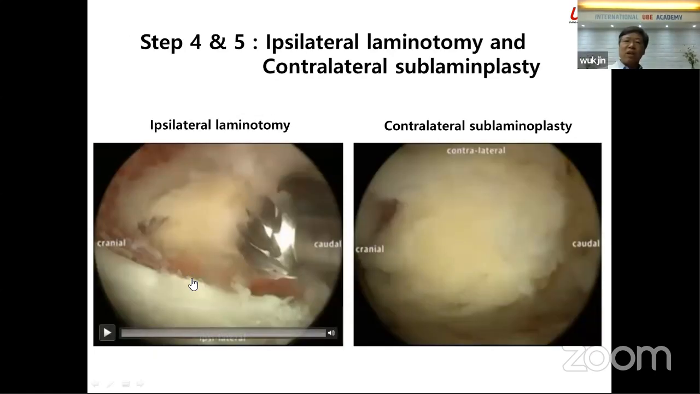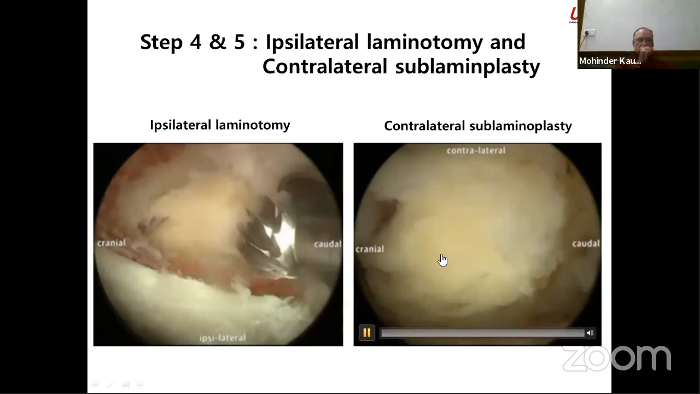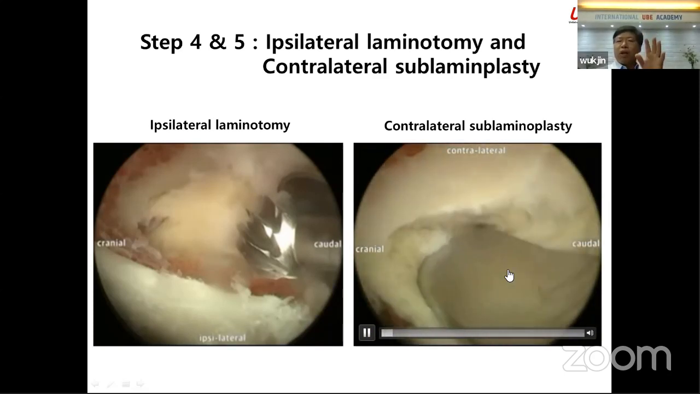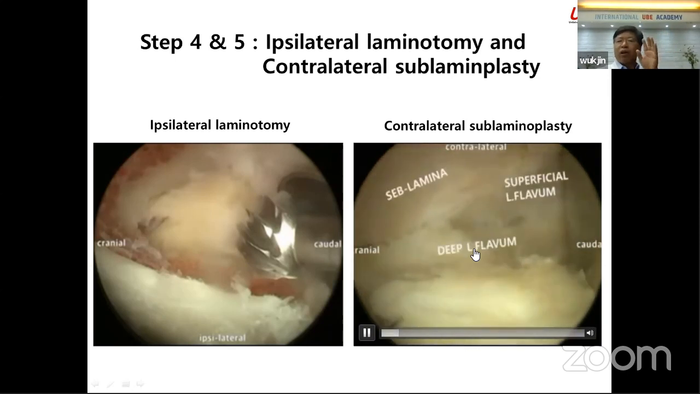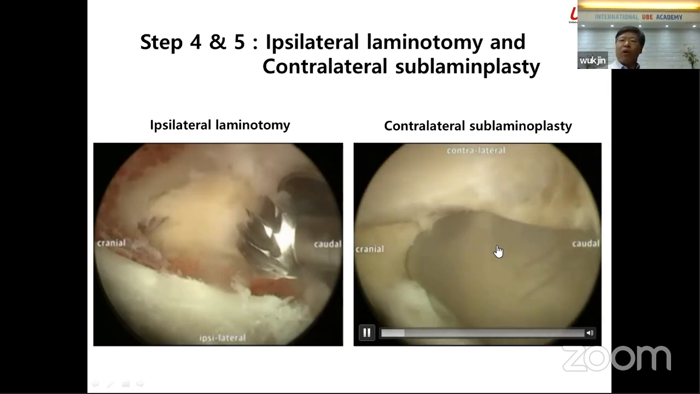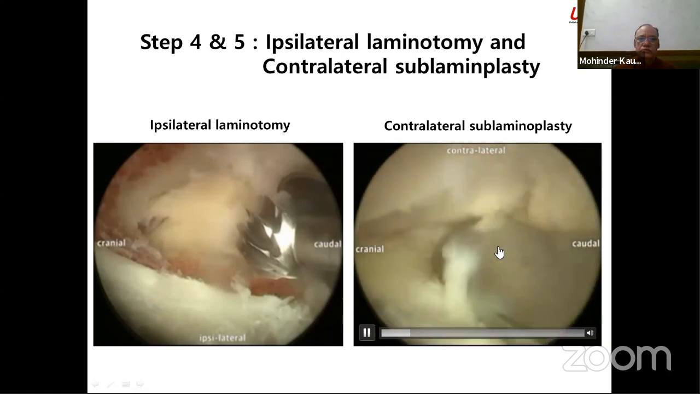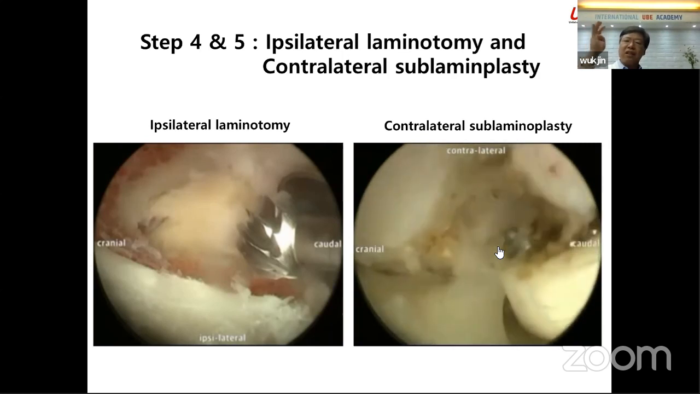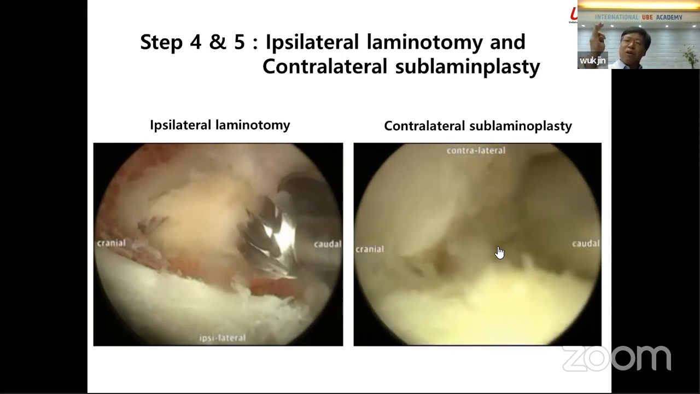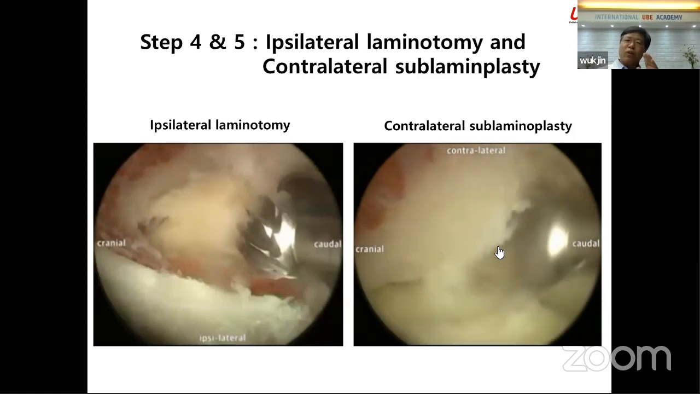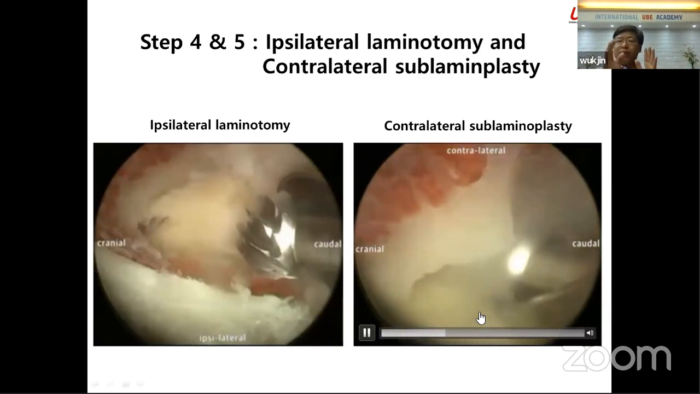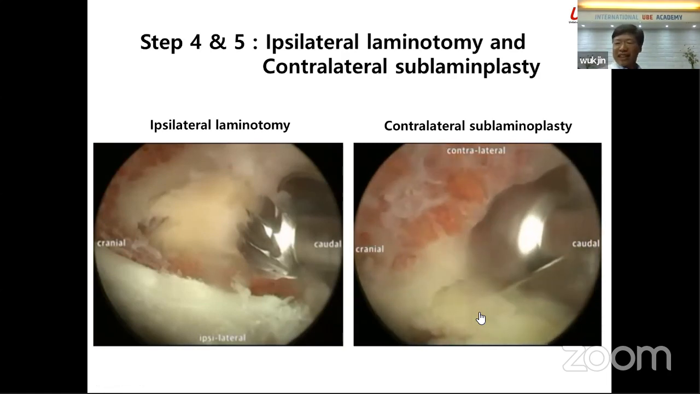And this one, ipsilateral, this one the midline cleft, ipsilateral and contralateral. This view is after drilling out the base of the spinous process. So you can go contralateral easily. That means, again, drilling starting point, then second drilling of the base of the spinous process. After that, you can go contralaterally easily. Very simple. This is only anatomy, physics.